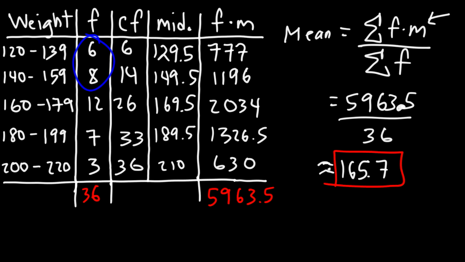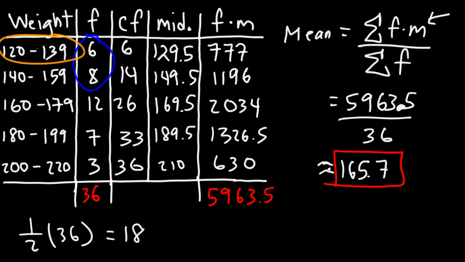Now, which interval contains the median and the mode? So the mode is basically the interval with the highest frequency, which is this one again, 160 to 179. Now the median, half of 36 is 18. Keep in mind, 36 is the number of students that we're measuring the weight of. So half of that is 18. In which interval is the 18th student located in?